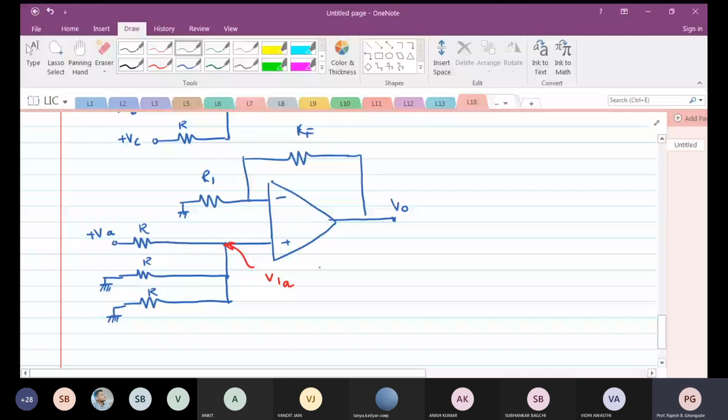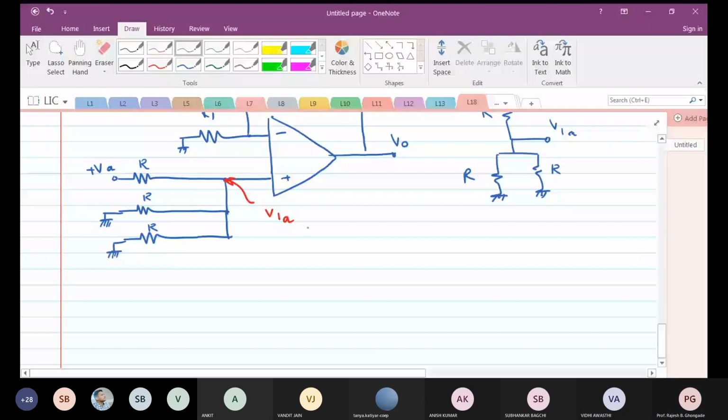See, it looks something like this. You have VA, and then this is your V1A, and here you have two resistors like this, R. Are you able to understand this? Yes, sir. We want to find out V1A. So it is simple potential divider. You agree with that? Yes, sir.